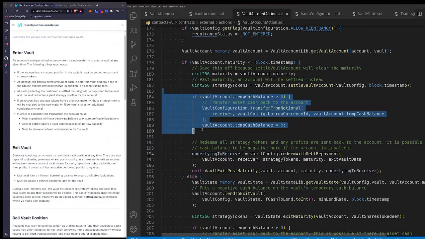There is also a condition in this settlement process where it's possible that the vault receives some amount of cash in return. If it does, the receiver will also receive that cash.